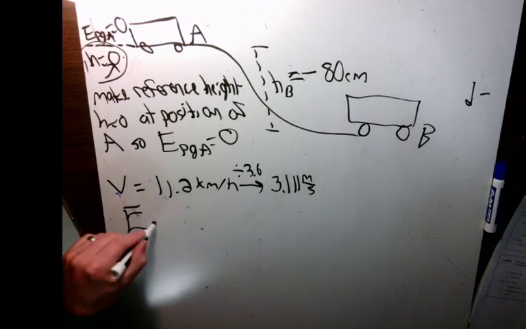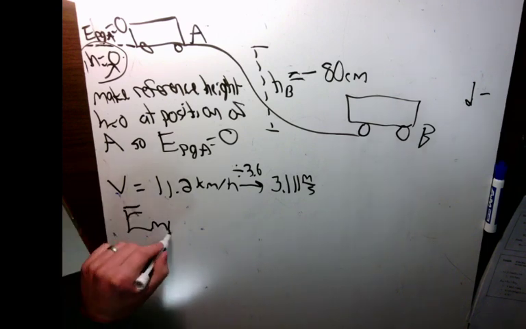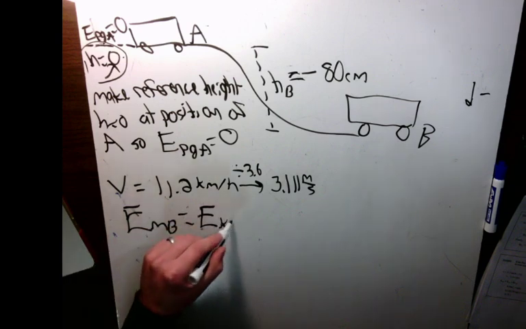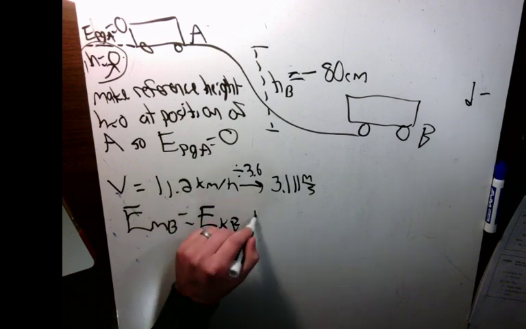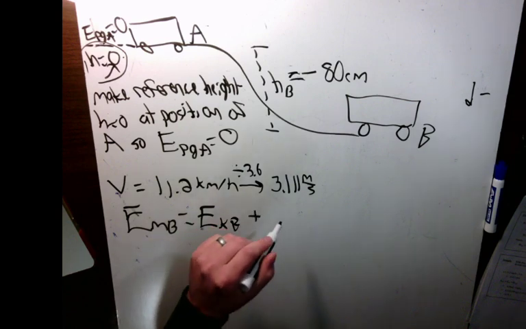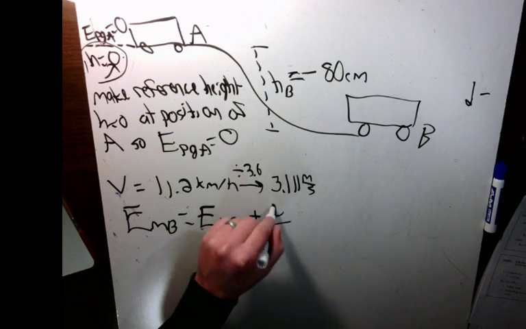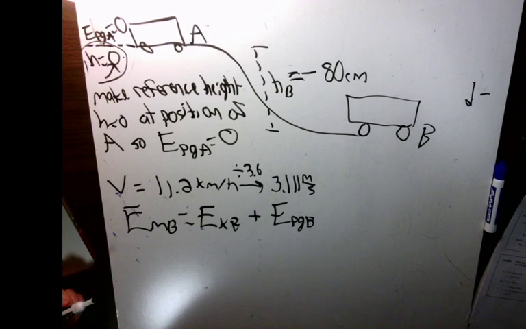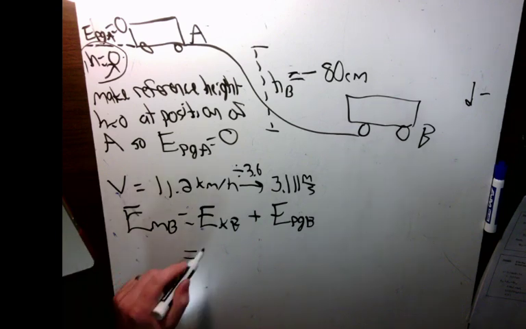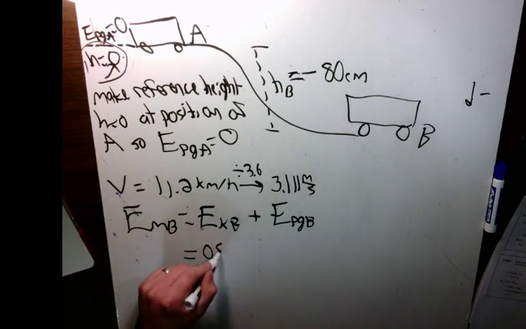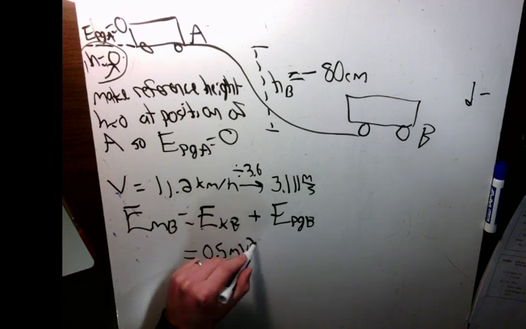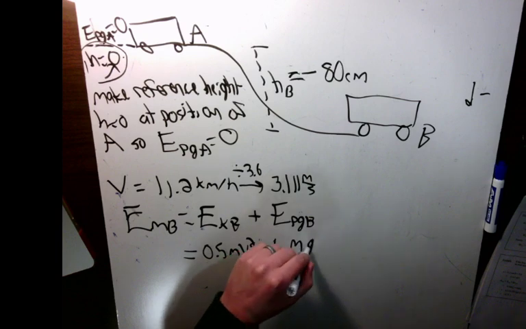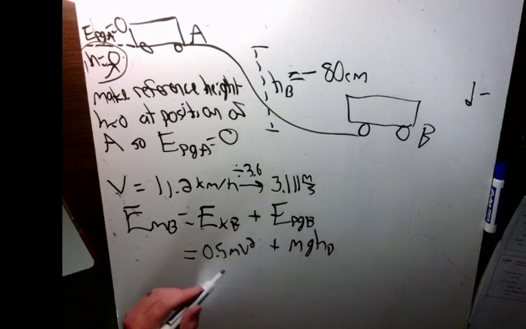The mechanical energy of B is equal to the kinetic energy at B plus our gravitational potential energy at B. All right, so kinetic energy is half of mass times speed squared, and our potential gravitational energy is our mass, gravity, and height of B.